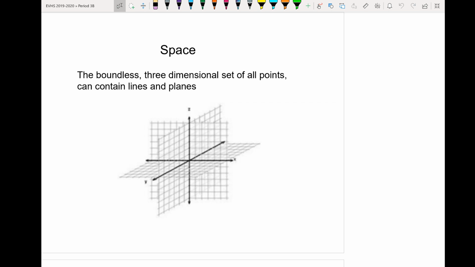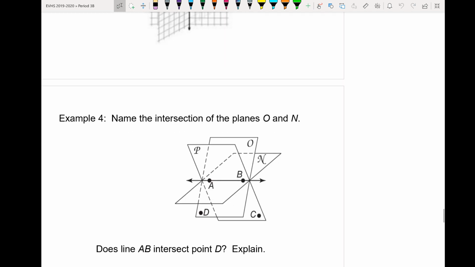Okay, so go ahead and jump back over to your example sheet, and we'll finish these up and be done.